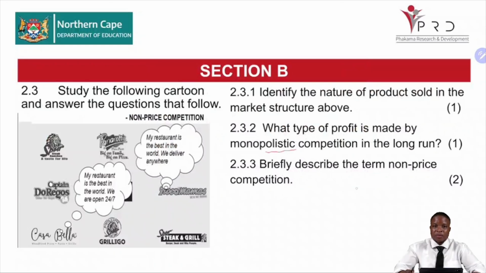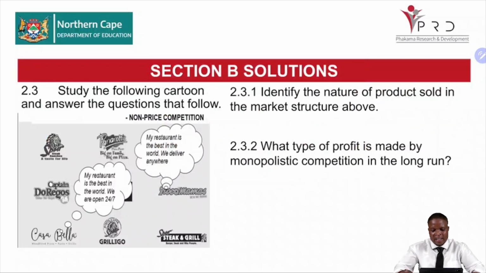Right, let's look at your possible answers on the marking guideline. Identify the nature of products sold in the market structure above. You see restaurants, and that is monopolistic competition. Monopolistic competition is a market structure with so many businesses selling differentiated products. Unlike a perfect market, which is a market structure with so many sellers selling homogeneous products. Monopolistic competition has many sellers as well, but they are selling differentiated products. You can tell the difference between pizza at Panarotti's and pizza at Debonairs. That is differentiated. They are both selling pizza, but you can differentiate their product.